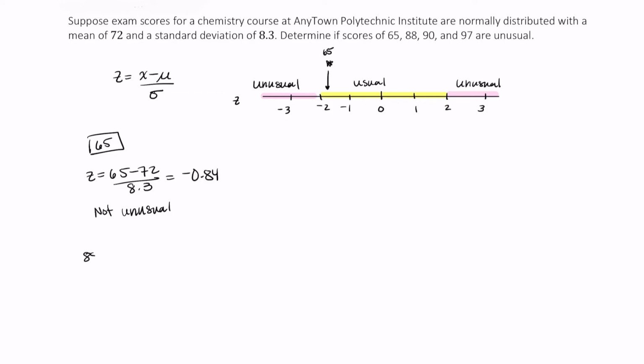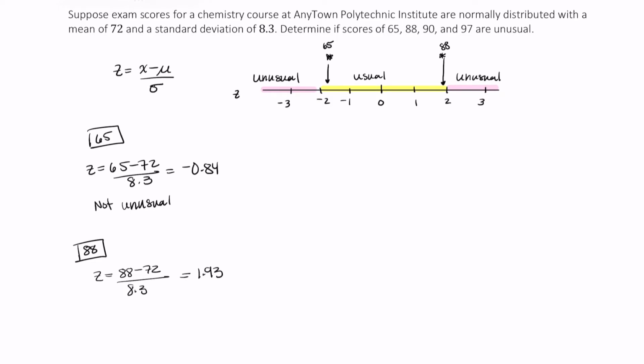Next, let's look at 88. Its z-score is z = (88 - 72) / 8.3. And you should get 1.93, and that would be about here. So the z-score of 88 would lie here. And again, that's not unusual.